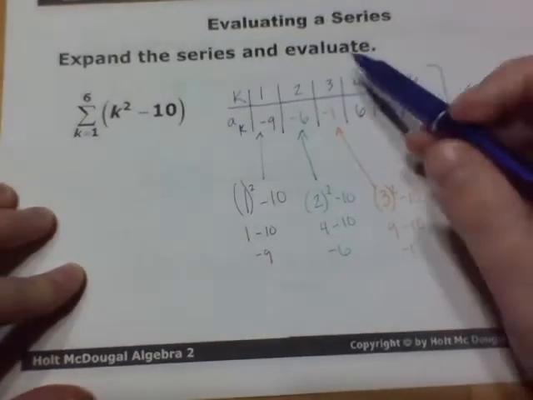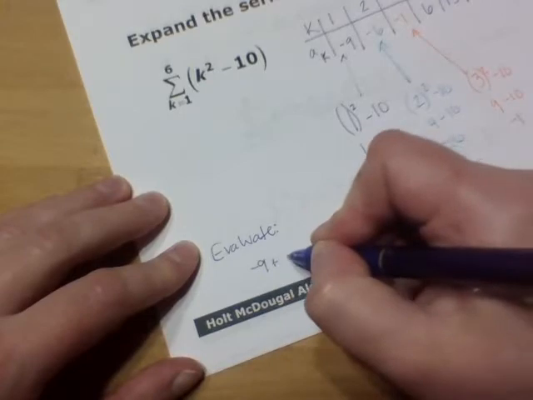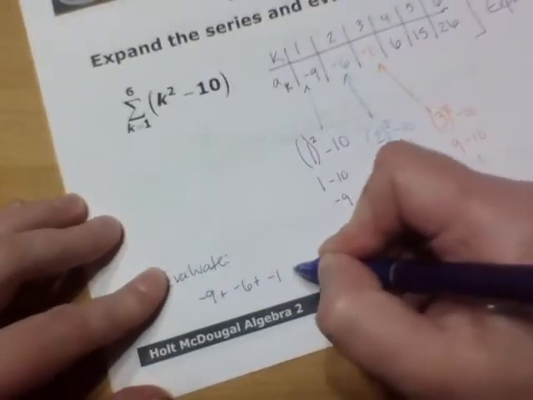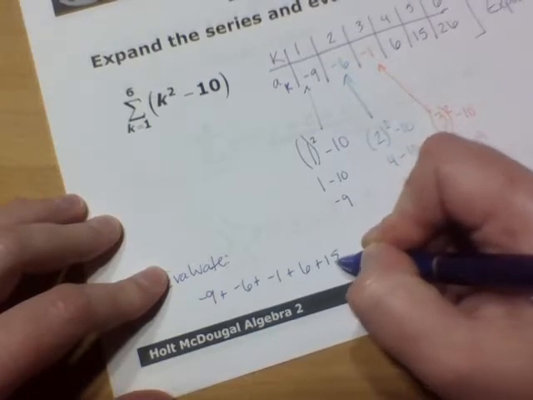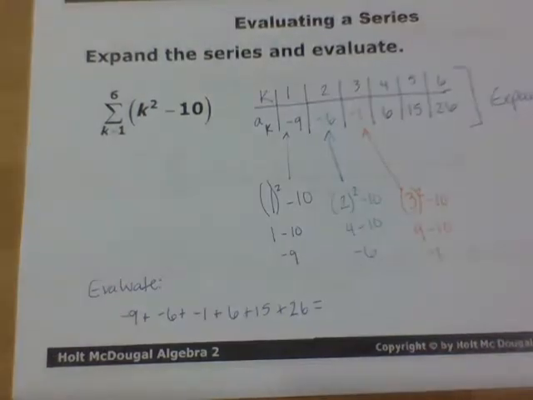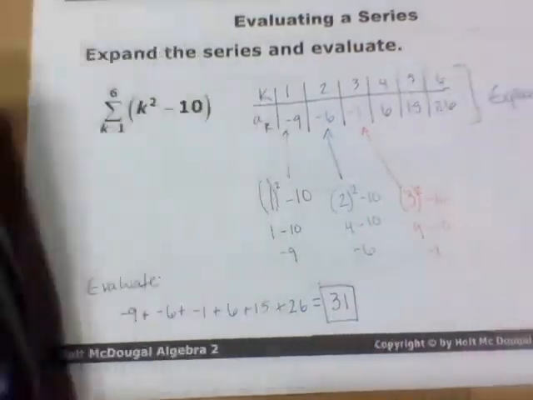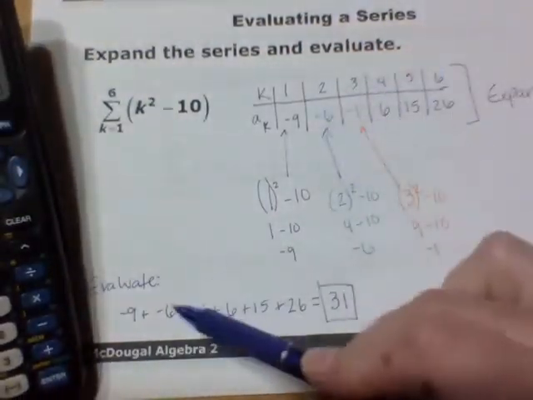Okay, but now we need to actually evaluate. So if we're going to evaluate, that means that we actually need to add these numbers. So we're going to take negative 9 plus negative 6 plus negative 1 plus 6 plus 15 plus 26. And so we're actually going to get the digit that equals that summation notation. So negative 9 minus 6 minus 1 plus 6 plus 15 plus 26. So taking a look at this, apparently 31 is what happens when we evaluate it, and when we expand it, that's each of these numbers, which we wrote here as well.